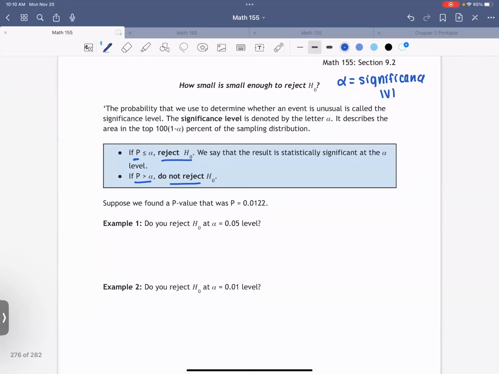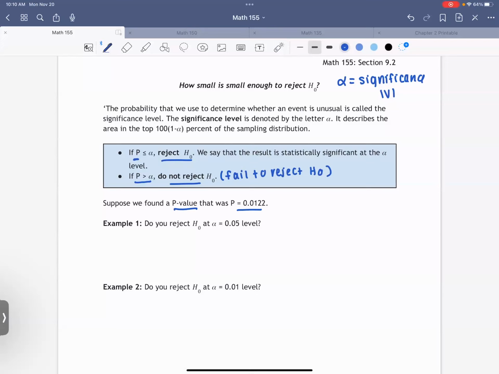Let's just talk about rejecting and failing to reject. By the way, do not reject the null hypothesis is the same as saying fail to reject the null hypothesis. Okay. And let's just do some practice with this concept. Let's say we have a p-value that was 0.0122. I want to know if I reject the null hypothesis at this alpha level, significance level.